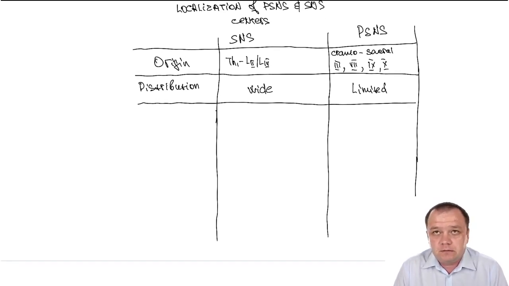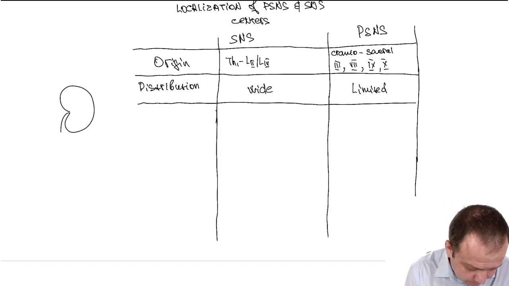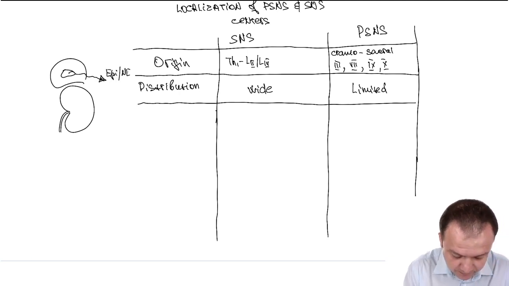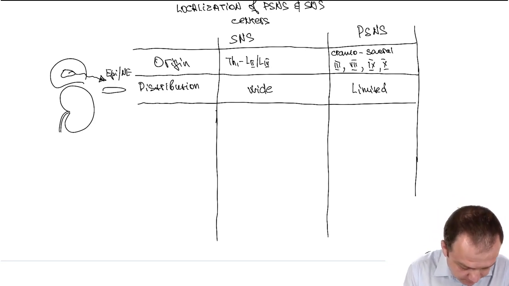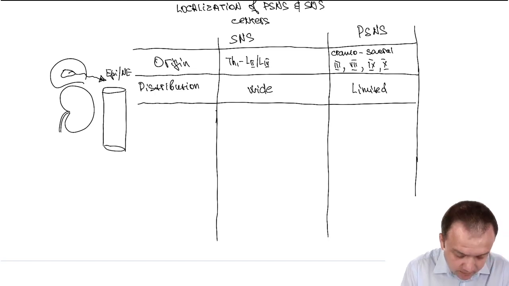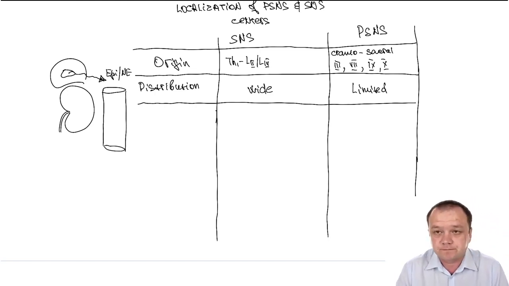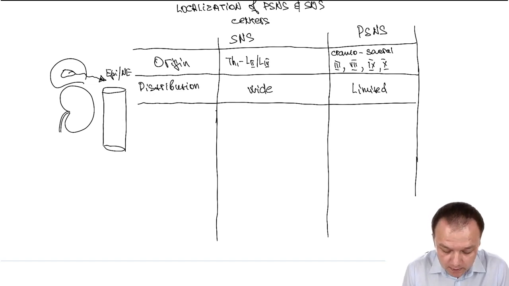You know that adrenal medulla releases epinephrine and norepinephrine. And this adrenal medulla releases epinephrine and norepinephrine into the bloodstream. And as you should understand, that blood goes into all organs and tissues. So these catecholamines, epinephrine and norepinephrine, come to all cells, to all tissues. This is called wide distribution.